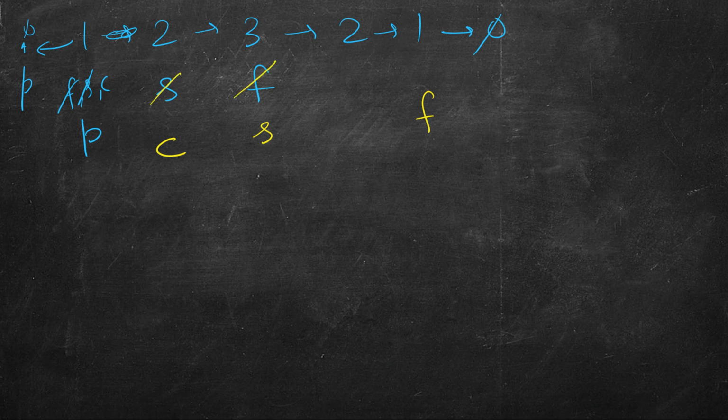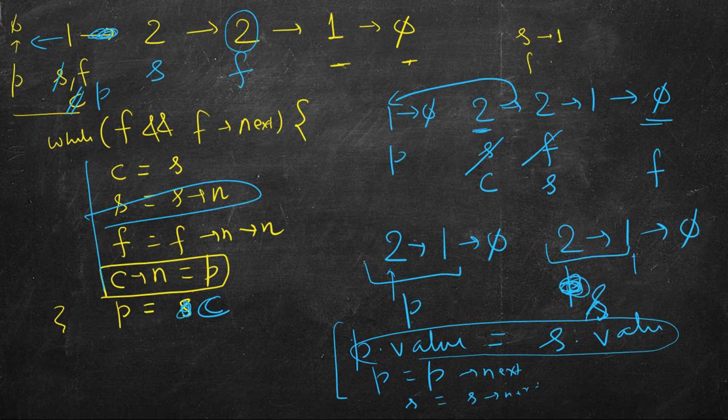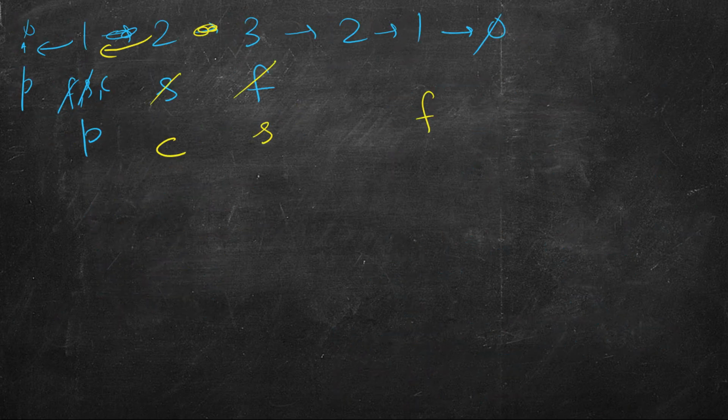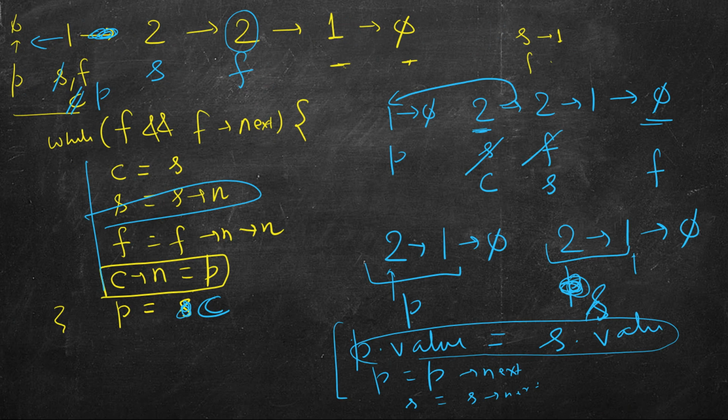And then current's next is previous. So this 2 is now pointing to 1. This is gone. And then previous is current. So now previous is pointing to this 2. And now this loop will not continue since its next is null, next of fast.